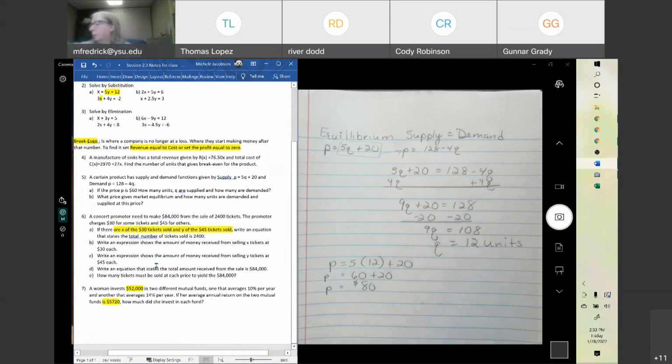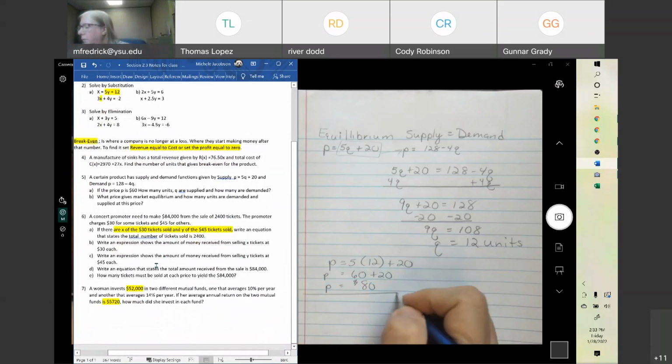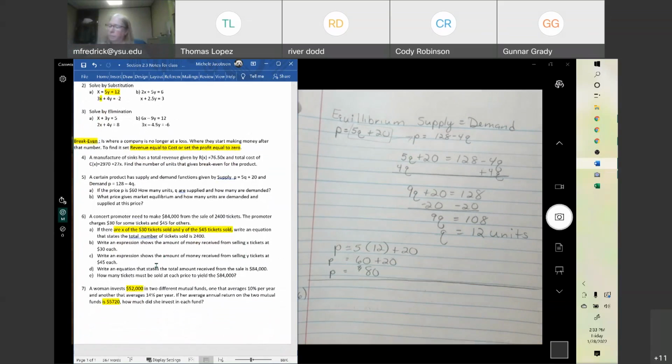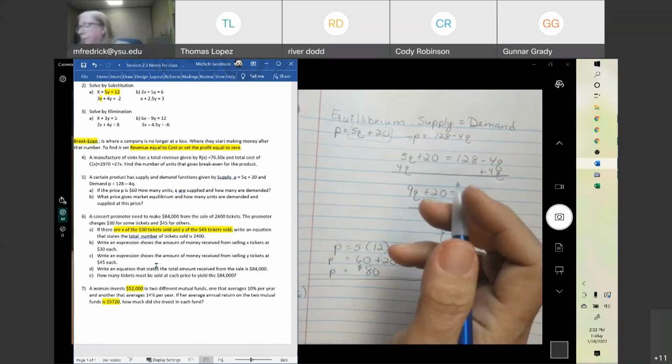Number 6. A concert promoter needs to make $84,000 from the sale of 2,400 tickets. The promoter charges $30 for some tickets and $45 for others. If there are X of the $30 tickets and Y of the $45 tickets.